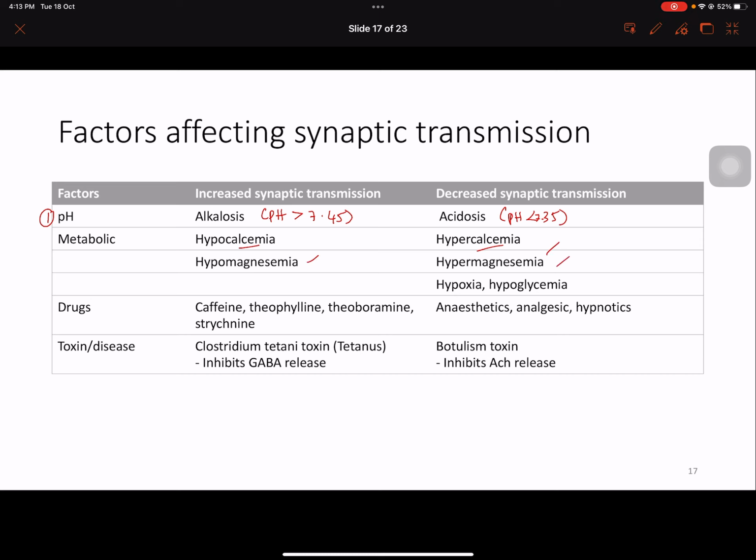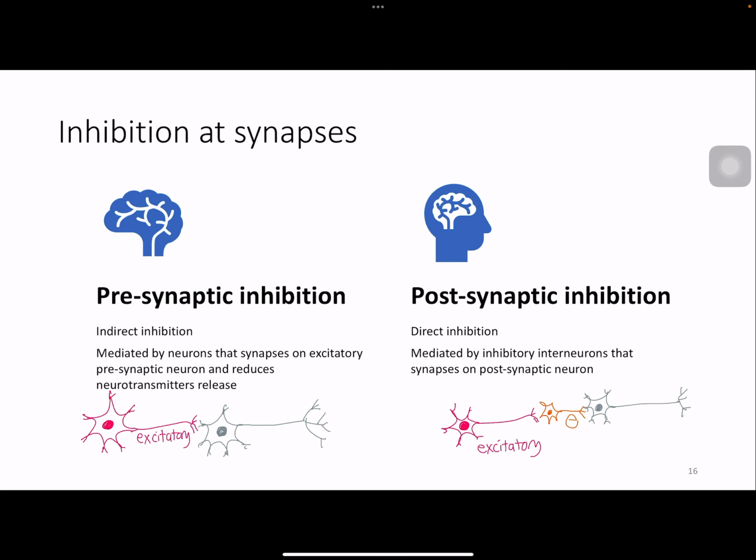Now, we talk about this. Hypoxia and hypoglycemia will decrease synaptic transmission. So if you think about it, we need a lot of ATP in the presynaptic neuron because it needs to synthesize the neurotransmitter and release this neurotransmitter, and all of this requires ATP, and this ATP can only be formed when there is enough oxygen and enough glucose.